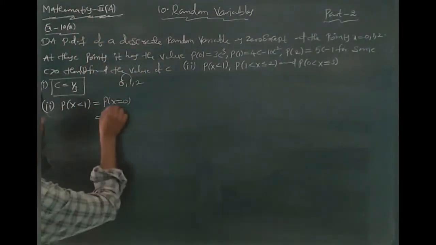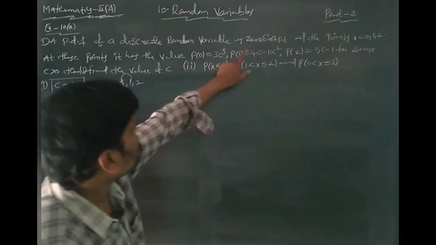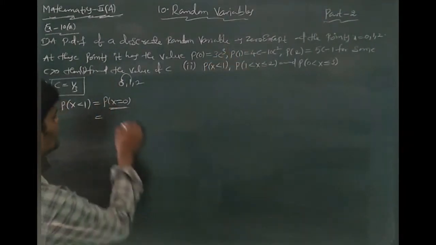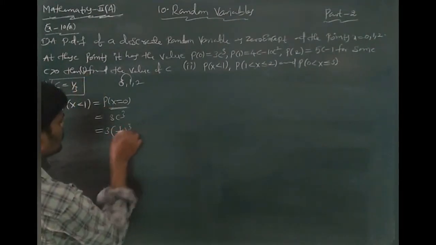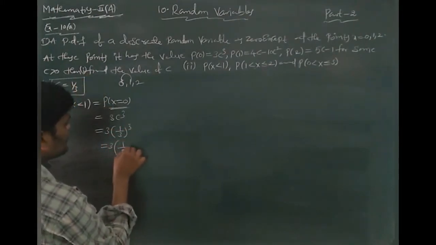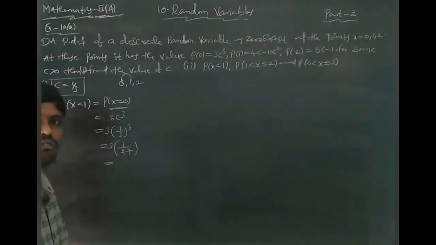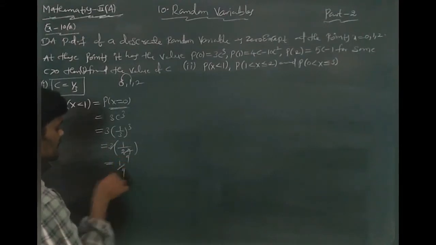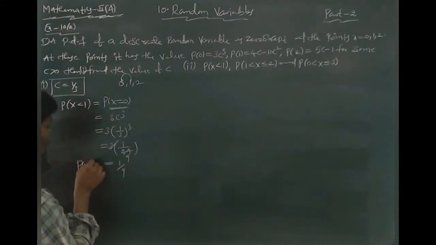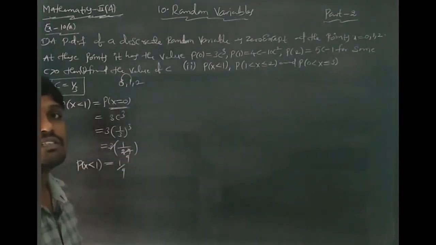That's why P of x equal to 0, what is the value? P of x equal to 0, you can write 3c cube. 3 into what is the value of c? 1 by 3 whole cube. 3 into 1 by 3 cube is 3 into 1 by 27, since 1 cube is 1 and 3 cube is 27. 3 ones are 3, 3 nines are 27, you get 1 by 9. This is the value of P of x less than 1.